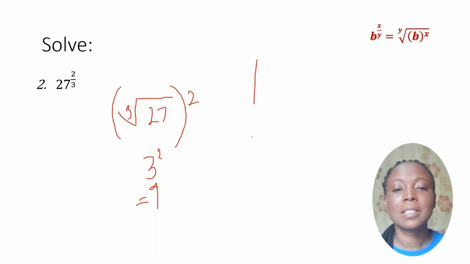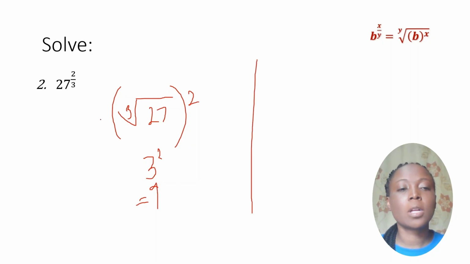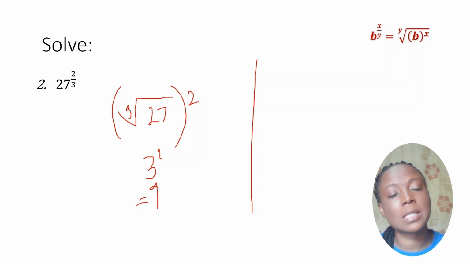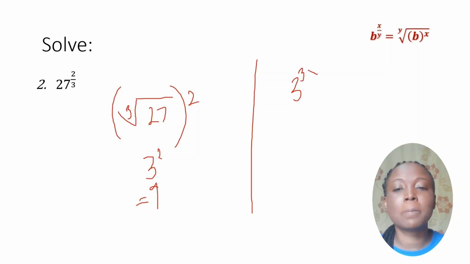Now, using the other method, what will you do? You look at the denominator of your power, which is 3. So what number can I raise to power 3 that will give me 27? If I do 3 raised to power 3, I think that should give me 27. Then I multiply it by 2 over 3. And then I am there. 3 raised to power 2 will give me 9.